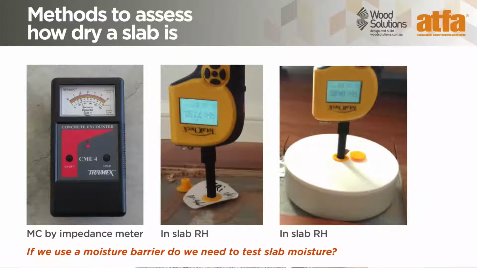The photos here show 3 techniques for assessing a slab's moisture content. The impedance meter in the first photo measures the moisture content in the upper 20 millimeters of the slabs. The second photo shows an in-slab relative humidity meter assessing an air pocket about 40 millimeters below the surface. The last photo shows an insulated polystyrene chamber assessing the moisture content from above the slab. In Australia, the first 2 methods are generally more common.